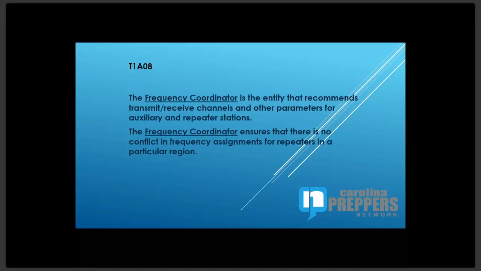is when you get a repeater and you say, hey, you know what, CPN wants to put up some repeaters. We want to create a network, a 2-meter or 440 network throughout the Carolinas. And we want to connect all these repeaters together so that Michael in Columbia can effectively get on 2-meter and talk to Cowboy in Raleigh.